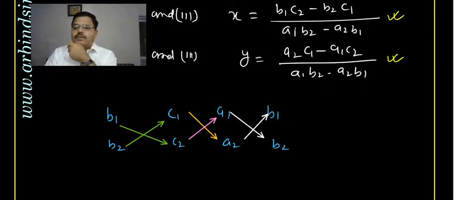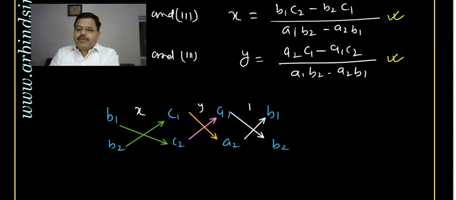So the coefficients of the numerator and denominator will come like here. Say this one is X, this one is Y, and this one is 1. So X is equal to what will come? You can memorize it like X upon what will come? B1 C2 minus B2 C1.